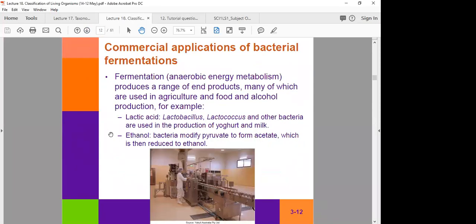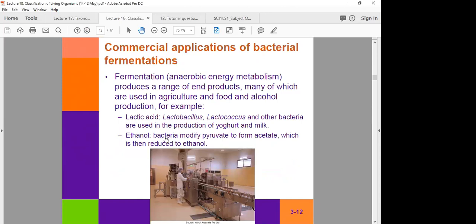All right, very briefly, some commercial applications of bacterial fermentations. And I'm sure viticulture or winemaking students can add an important one to this, but maybe not so much from bacterial fermentation, more from yeast fermentations. Okay, fermentation produces a range of end products, many of which are used in agriculture and food and alcohol production. Just a couple of examples shown here. Everyone's familiar with lactobacillus, lactococcus, and other bacteria that are used to produce yogurt and milk products.